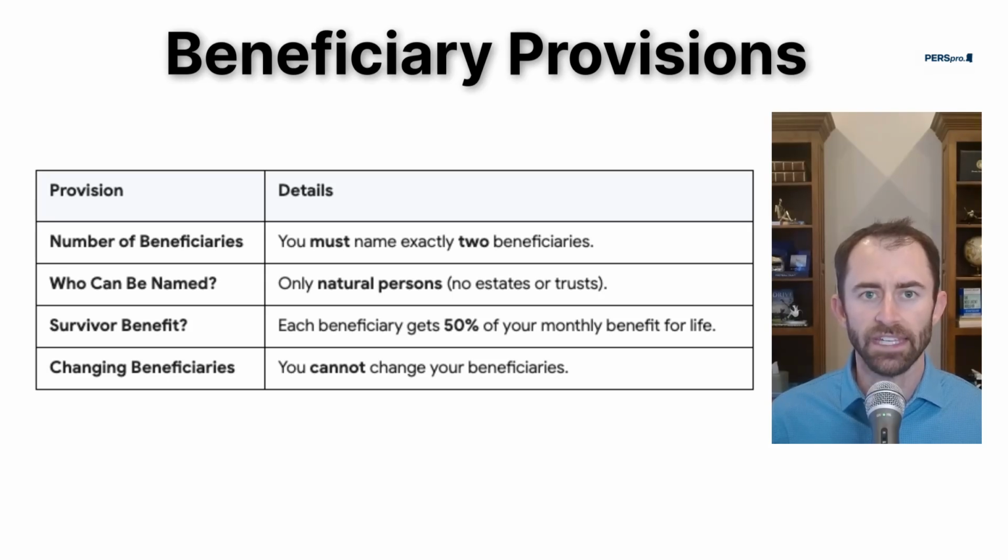What does your beneficiary get under option 3 when you pass? Each beneficiary receives 50% of the retiree's monthly benefit for the rest of the beneficiary's life. If one of those beneficiaries die, then your remaining beneficiary receives 100% of the monthly benefit for the rest of their life. Can you change your beneficiary under option 3? No, you cannot change your beneficiaries. Option 3 is the only option that requires you to name exactly 2 beneficiaries, and it is the only option that does not allow you to change your beneficiary under any circumstances.